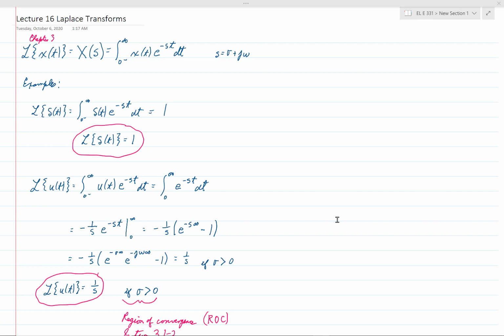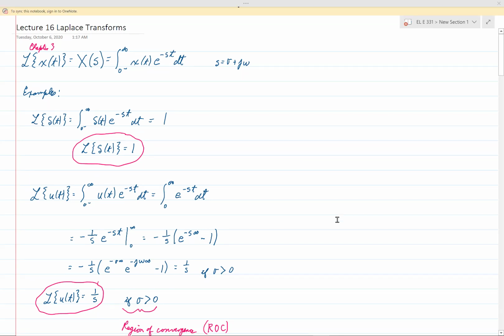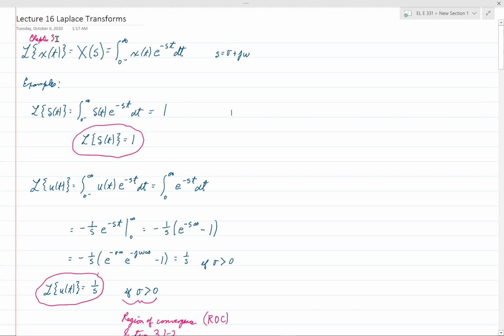In this lecture we will begin discussing one of the truly major topics in this course, and that is Laplace transforms. With this lecture, we will move into chapter 3, as you can see here.